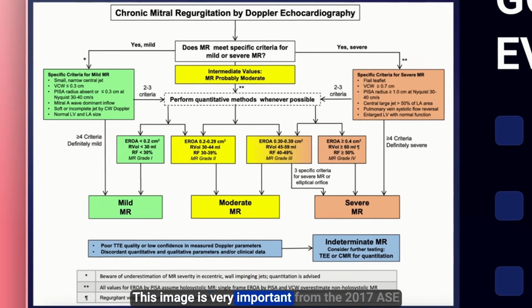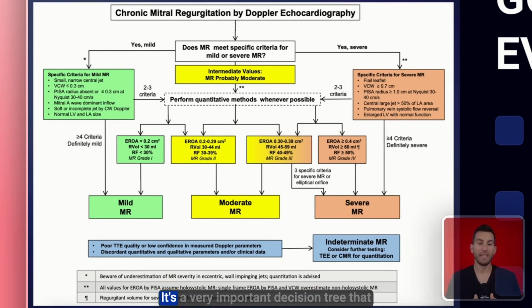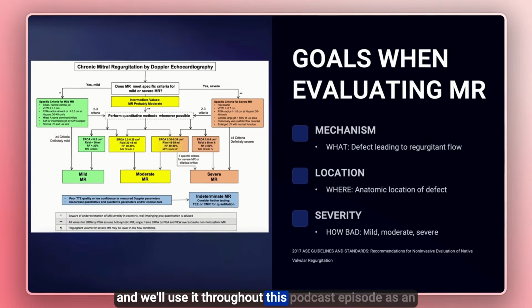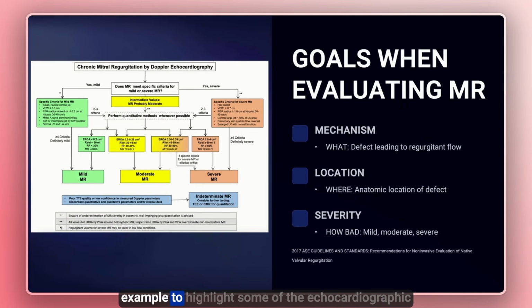This image is very important from the 2017 ASE guidelines on non-invasive evaluation of native valvular regurgitation when it comes to chronic mitral regurgitation. It's a very important decision tree that helps categorize when we would classify patients as mild, moderate, or severe MR, and we'll use it throughout this podcast episode as an example to highlight some of the echocardiographic features that would put us in one of these 3 categories.